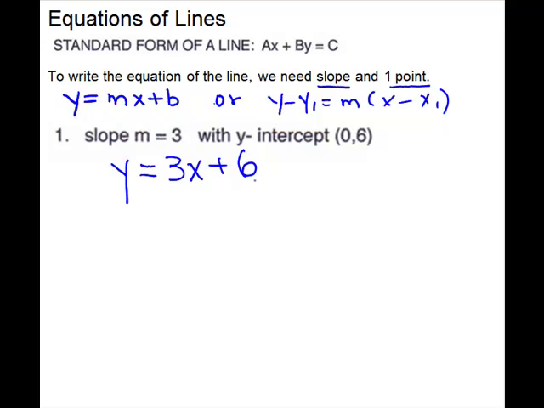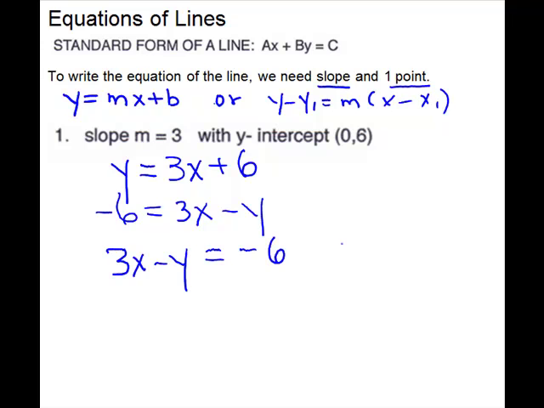To change from slope-intercept form to standard form, we just have to move it around. So we're going to keep the x. I will move the y to that side, so I'm going to subtract a y. And then I will move the 6 to the other side. So I will need to subtract the 6. So 3x minus y equals -6 is our standard form. And the y equals 3x plus 6 is our slope-intercept form.